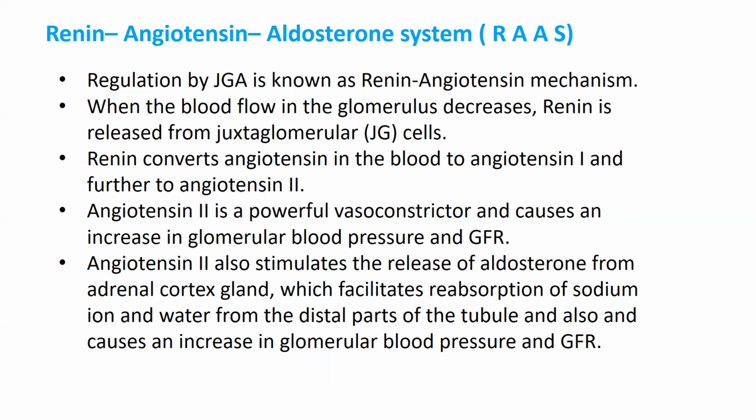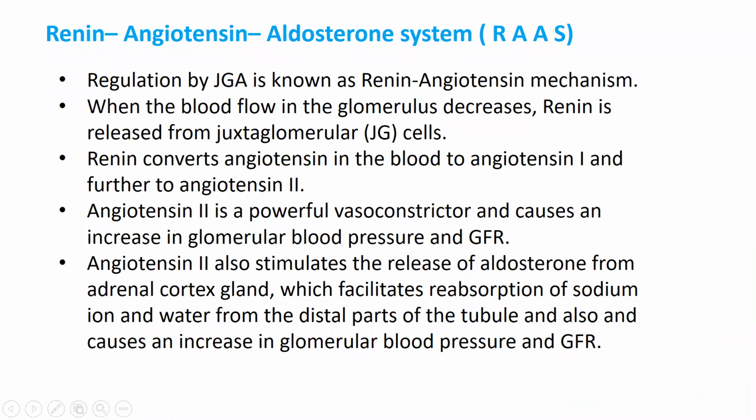Now what will renin do? It will convert angiotensinogen in the blood to angiotensin 1 and further to angiotensin 2. This angiotensin 2 is a powerful vasoconstrictor. And since it's a vasoconstrictor, it will cause an increase in the glomerular filtration pressure and GFR. Because once the vessels are constricted, the blood pressure is going to increase, and thereby the glomerular blood pressure and the glomerular filtration rate are also going to increase. Okay. So this is one action.